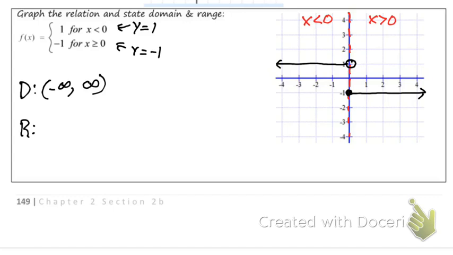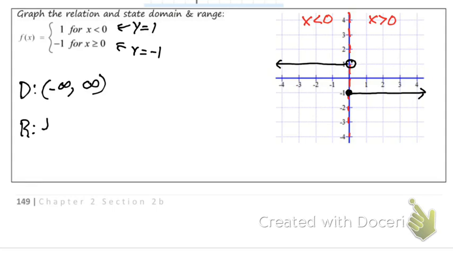-1 and 1? Yes. Just those 2 points, though. Oh, it is just those 2 points. Because can y ever be 0? Can I ever get 0 out of this input? No. It is, in fact, only -1 and 1.